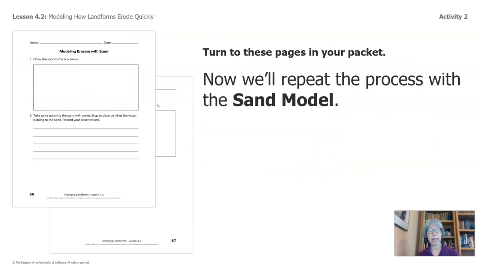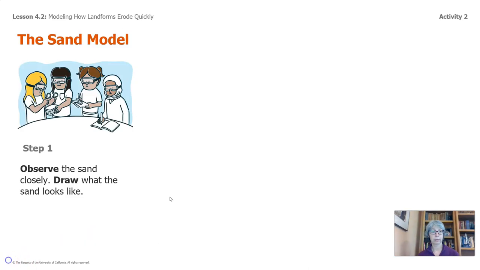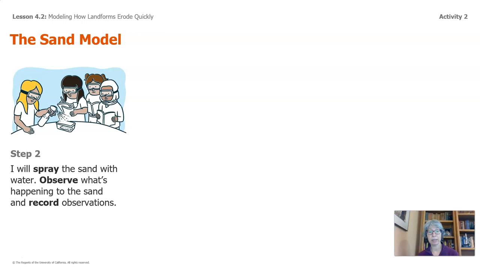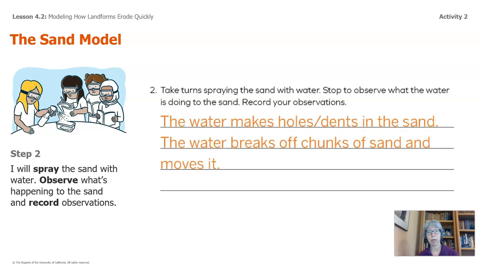Now, we went ahead and did the sand model at the same time, so I'm going to jump ahead to that review. Okay, so let's see what we observed in the sand. A mound of sand, right? And then as I sprayed it, it was very different from the chalk model. Water makes holes or dents in the sand. We saw some wearing away. There were chunks of the sand in the water. The water broke it off and it moved it away from the mound. It was floating. Yes.